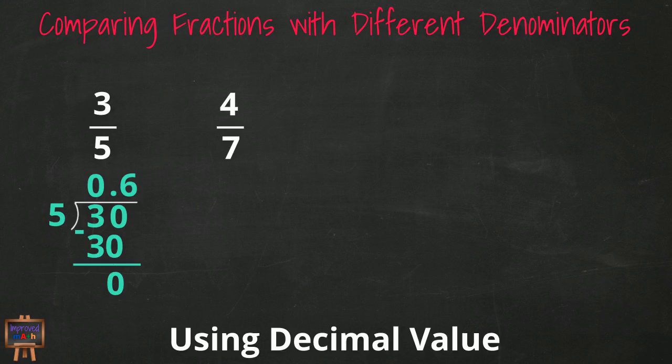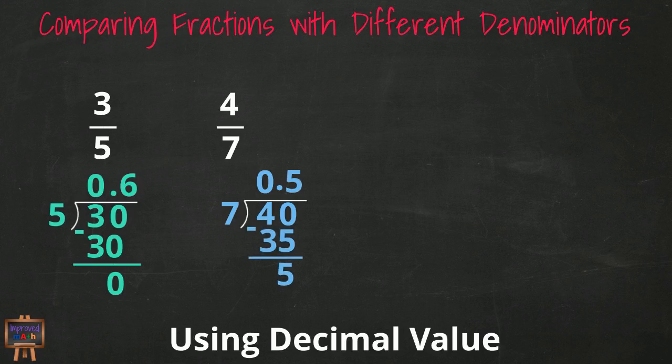Let's set up our second fraction the same way. 7 goes into 4 0 times. Add our decimal point and add the 0. 7 goes into 40 5 times with a remainder of 5. And we can add another 0. 7 goes into 50 7 times, and you can go on and on. I can already tell that the number is 0.57 and some other numbers, which is less than 0.6. So I'm going to stop there and say that 3/5 is greater than 4/7.